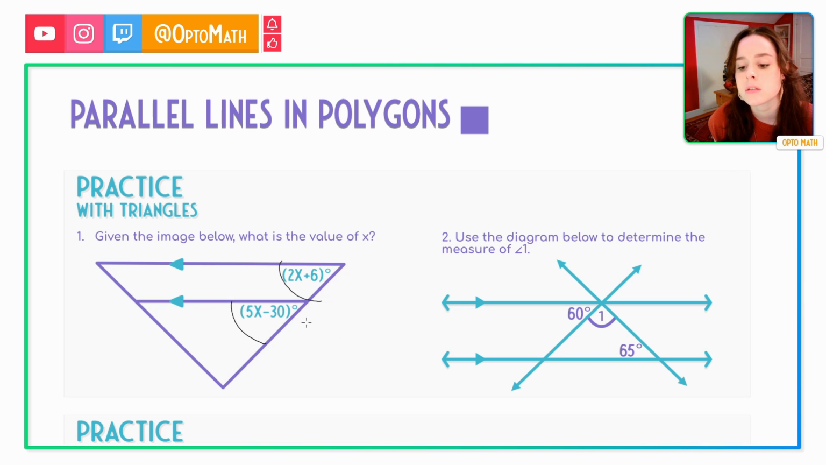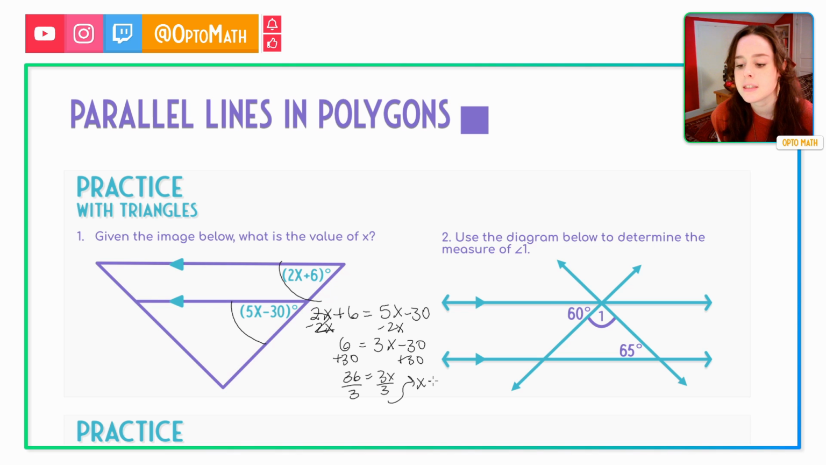We'll draw our arc marks, and if we want to find x, we can just set these expressions equal to each other. So 2x plus 6 equals 5x minus 30. So we could subtract 2x from both sides, and that's 0. And 6 equals 3x minus 30. Let's add 30 to both sides. 36 is equal to 3x, and we'll divide both sides by 3. And x is equal to 12. So we're done with number 1.